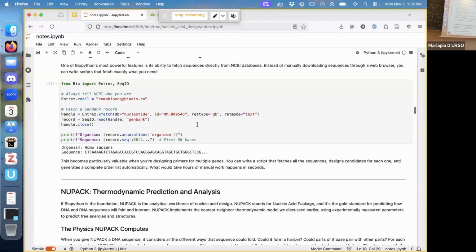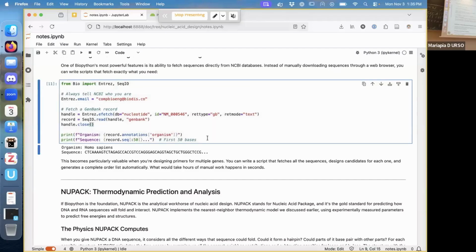It can also work with databases, for example. Here you have programmatic access in Python to a big database of genes. So here, for example, we're taking this NM000546 gene.